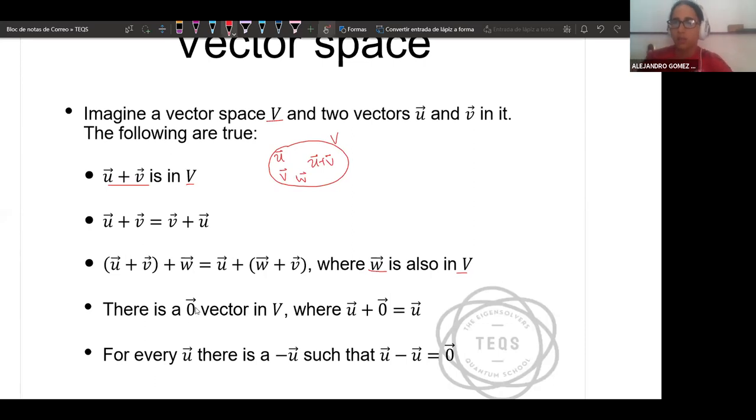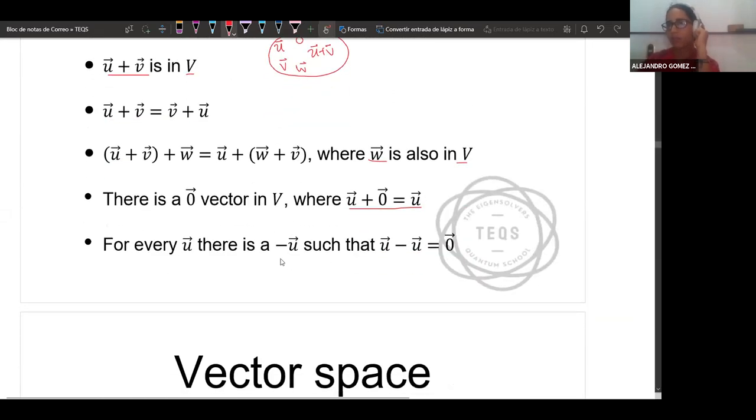Also, there exists a zero vector in V. Somewhere here is the zero. Well, I'm running out of space, it's enough. There's the zero vector in V, which satisfies this condition. It behaves like the zero number, but it's not a number, it's a vector. So U plus the zero vector gives you the same U vector. Now, for every U in the set, there exists a vector which we call minus U, such that U plus minus U equals the zero vector. This is the existence of the inverse with respect to the addition.